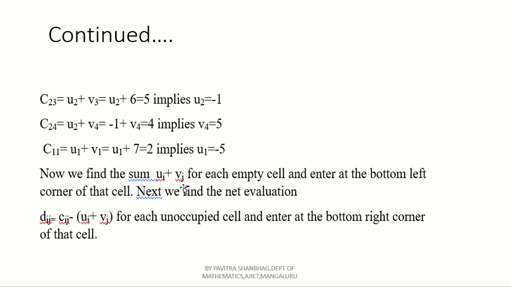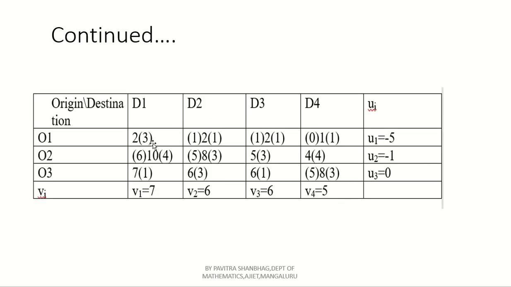Now we find the sum ui plus vj for each empty cell and enter it at the bottom left corner of that cell. Next we find the net evaluation, that is Dij equal to Cij minus (ui plus vj) for each unoccupied cell, and enter it at the bottom right corner of that cell. It is just like the previous sum. Whatever allocations we have obtained, you write x. No need to enter supply and demand here; instead you write ui and vj. Ui stands for u1, u2, u3. Vj stands for v1, v2, v3, v4.